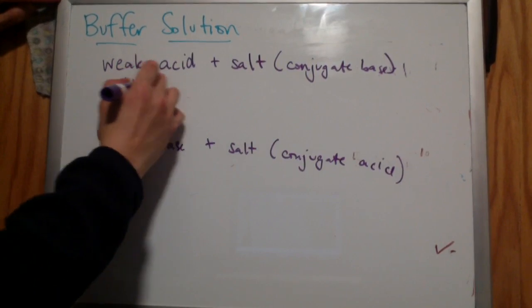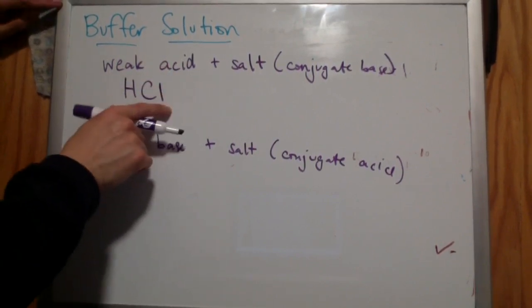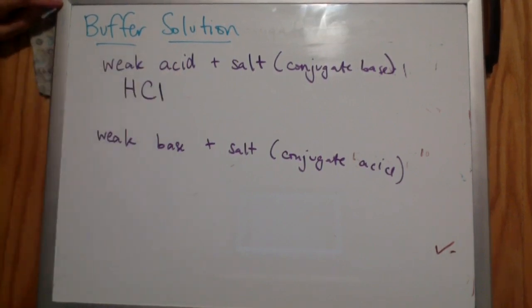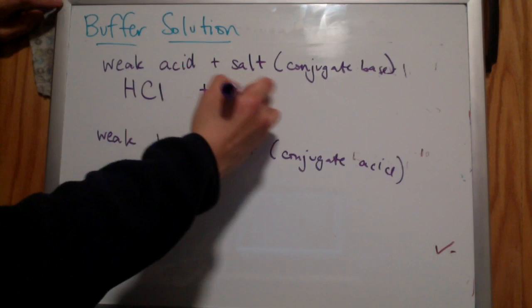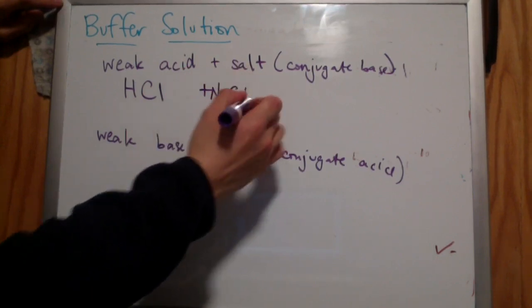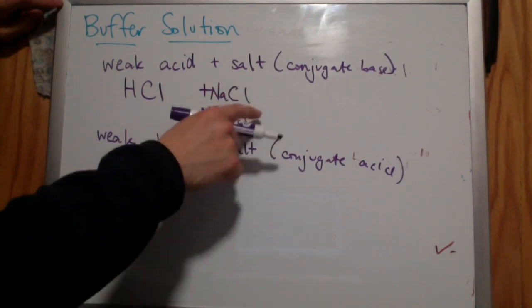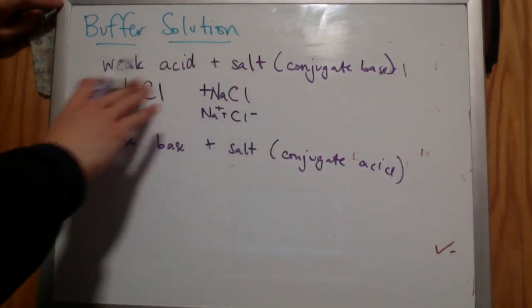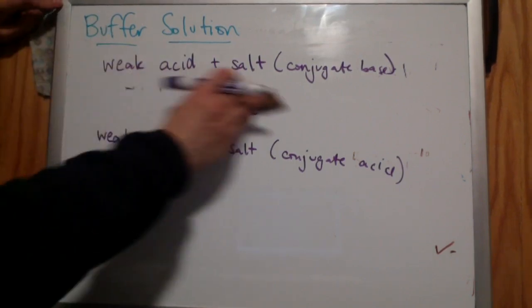So if we had HCl, well, this should automatically tell you HCl is not a weak acid, so it won't work. HCl is strong. So if we had HCl and Cl minus, or a salt would have NaCl, because if you dissociate it, it would have Na plus and then Cl minus. Cl minus would be the conjugate base. This would not work because it's not a weak acid, but I wanted to put that out there for you.